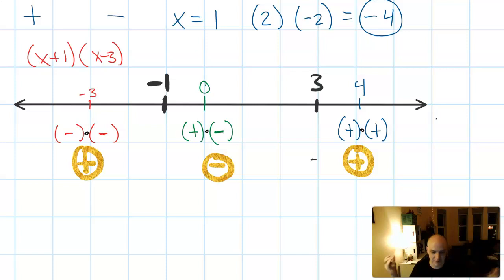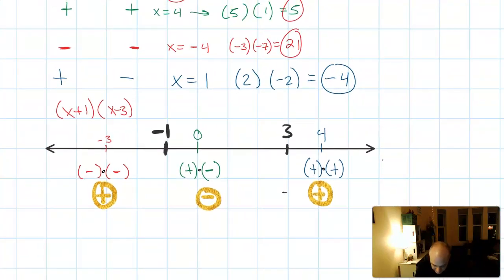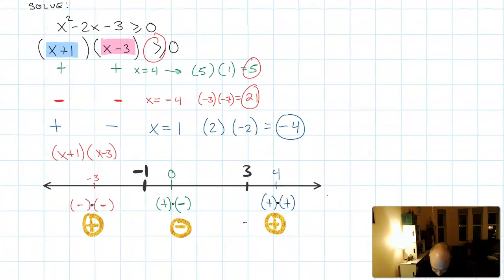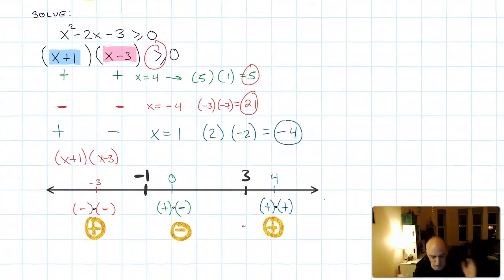These net signs are what you need to finally solve the inequality. This is different than rational functions, where we now use that information to make the graph. In these, we're going to use the information to solve the inequality. I am looking for where those values are greater than or equal to 0.